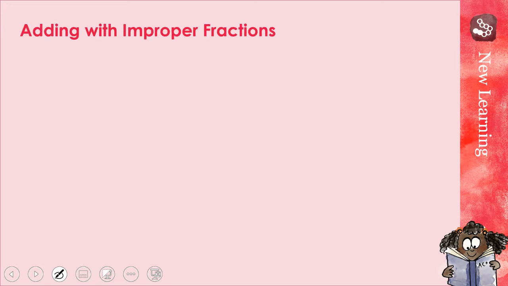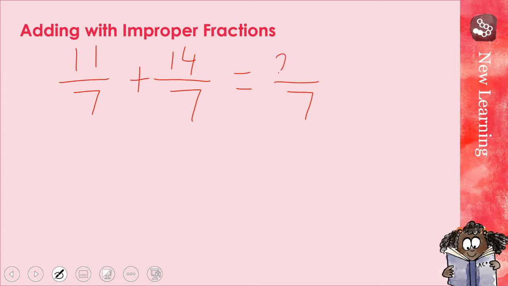Adding then with improper fractions. This is easy, easy peasy, okay? If I had, for example, 11 sevenths, add 14 sevenths, I can see that my denominators are the same. It's going to stay the same in the answer. 11 add 14, 25.